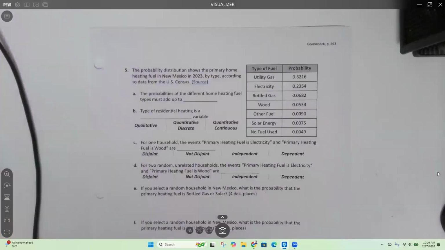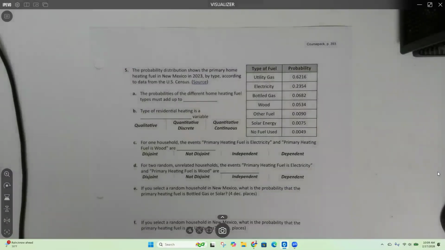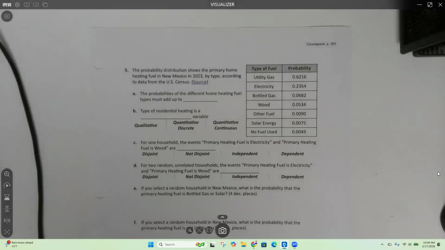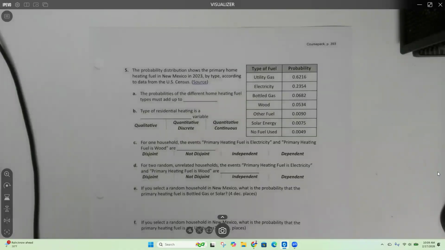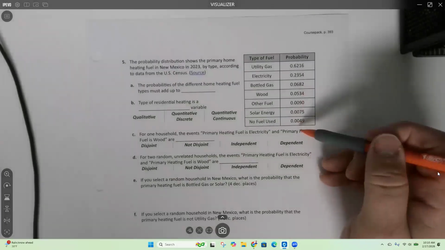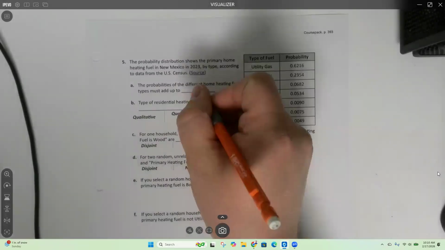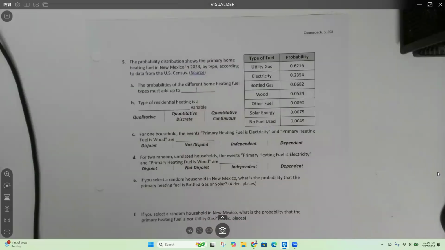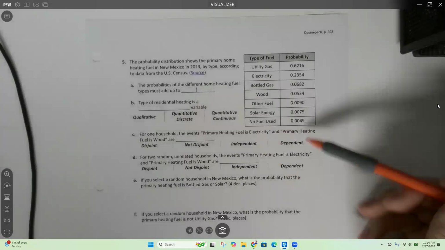All right. Page 393. This probability distribution shows the primary home heating fuel in New Mexico in 2023 by type, according to data from the U.S. Census. Probabilities of the different home heating fuel types must add up to what? So if you have a probability distribution, then the total, when I add all these up, is what? I don't need you to actually add them up. Yep, Nicole's got it. It's 1. If it's a probability distribution, then that means you've listed all possible results, and the total is 100%. Okay.